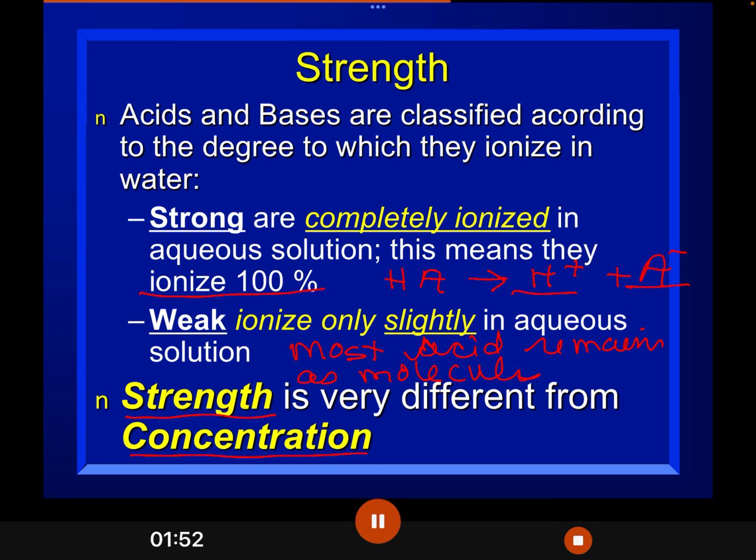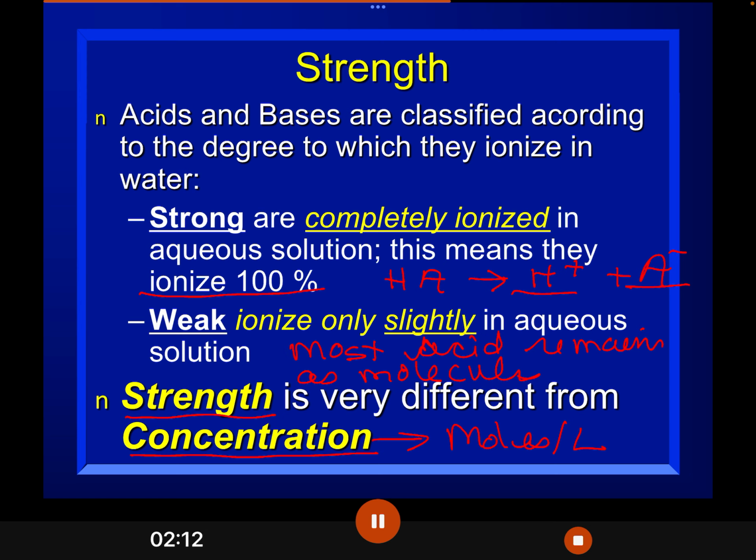Strength is very different than concentration. Strength refers to degree of ionization, and concentration is usually in units of moles per liter. That'd be the most common. Sometimes it's moles per kilogram of solvent, but usually it's listed as molarity.